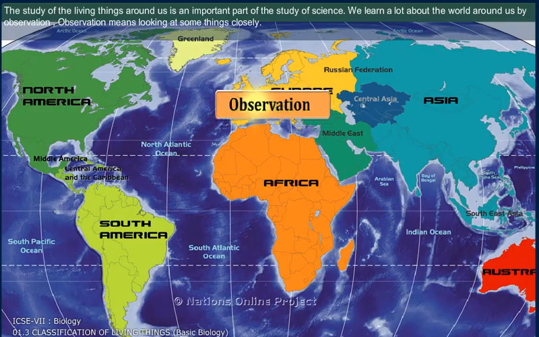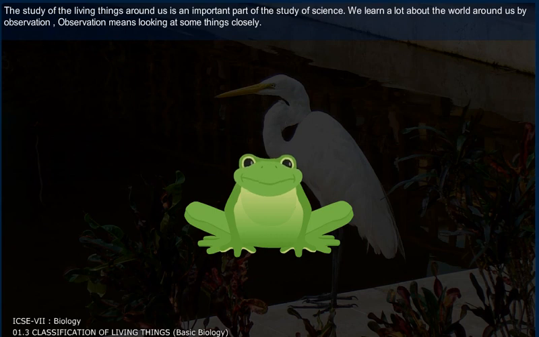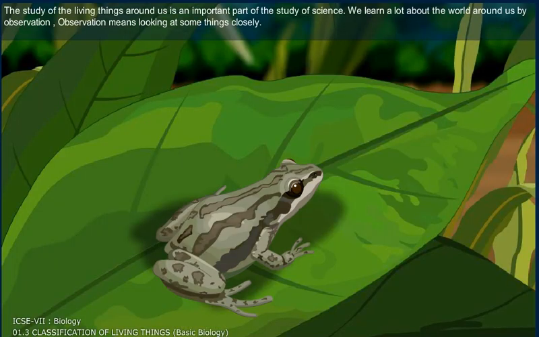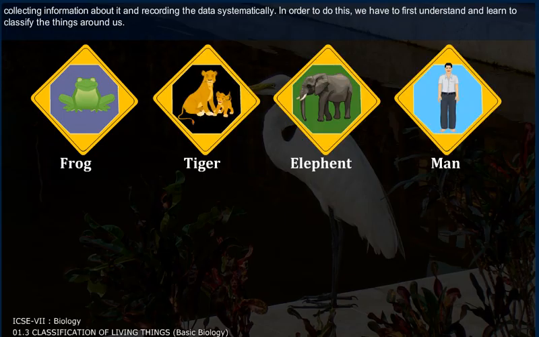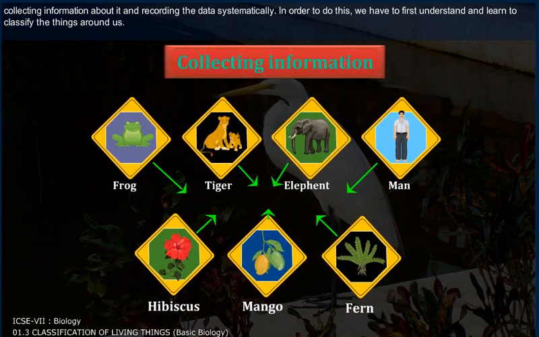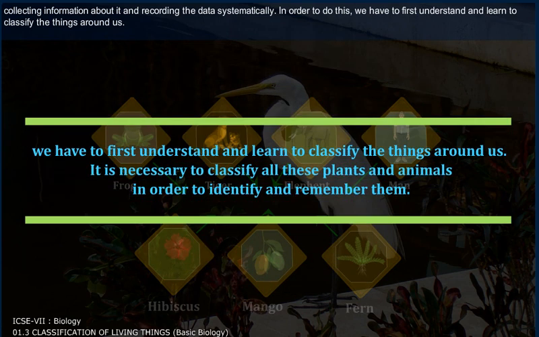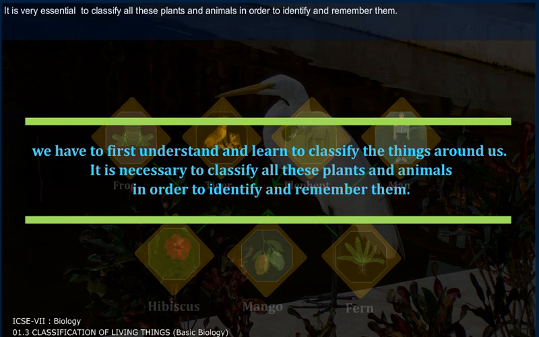We learn a lot about the world around us by observation. Observation means looking at some things closely, collecting information about it, and recording the data systematically. In order to do this, we have to first understand and learn to classify the things around us. It is very essential to classify all these plants and animals in order to identify and remember them.